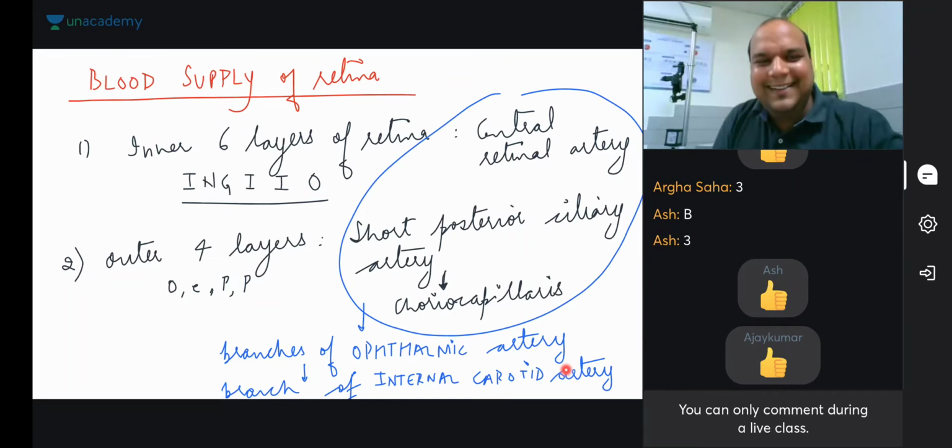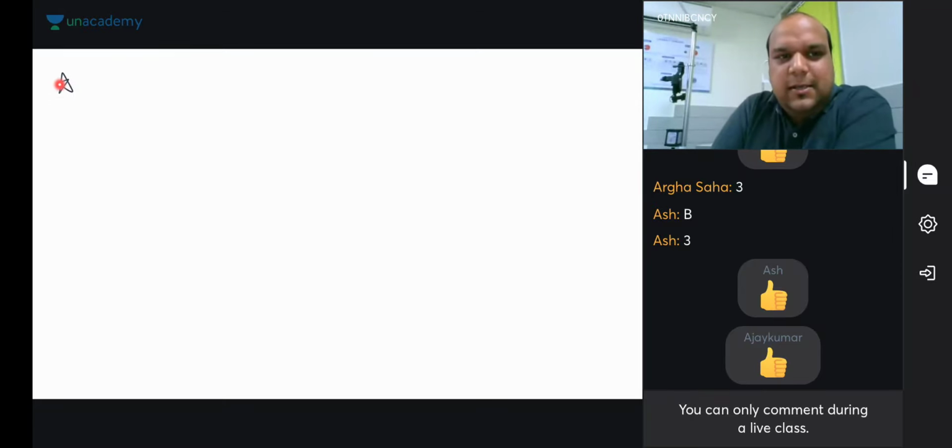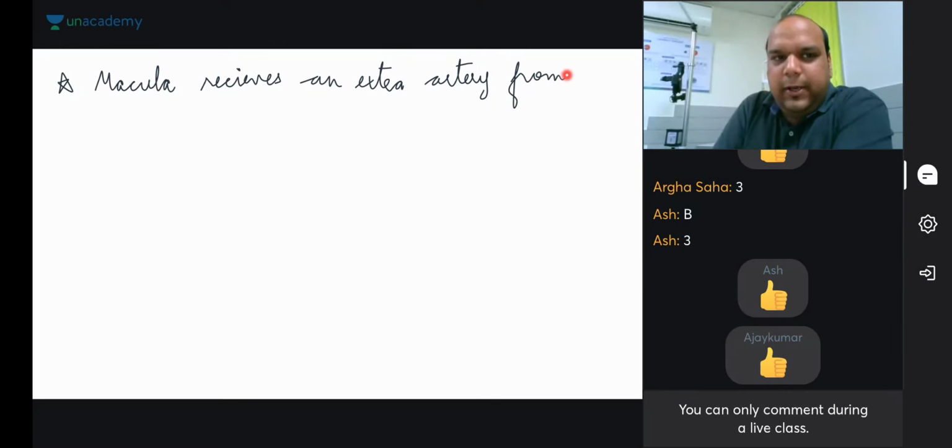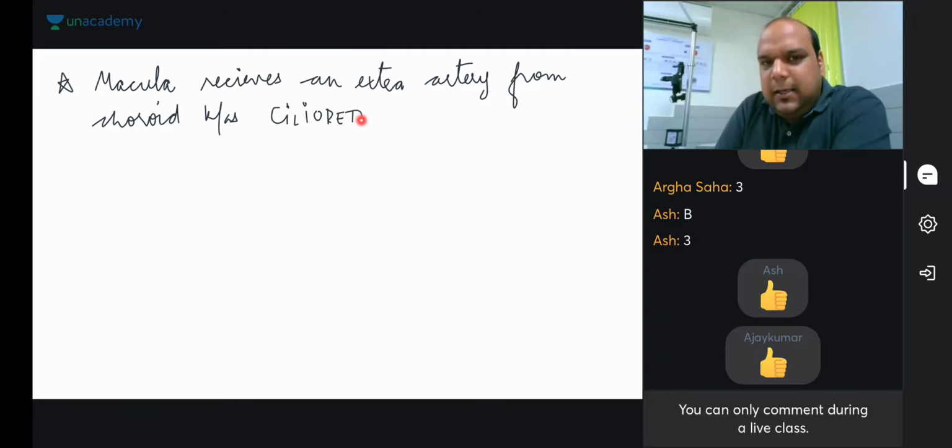Okay. Just one more very little point, some specific points. Macula, an extra artery from choroid known as cilio-retinal artery.